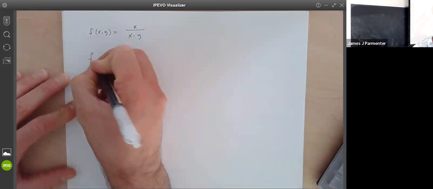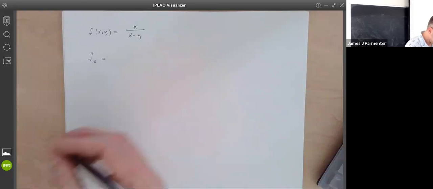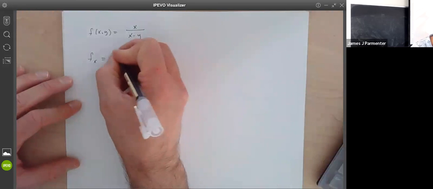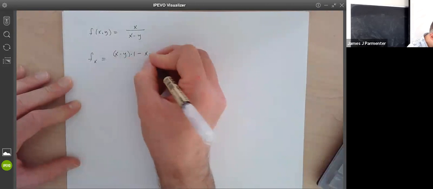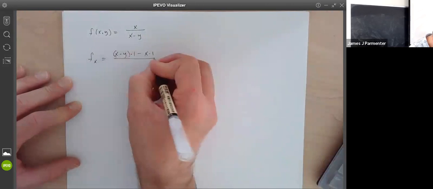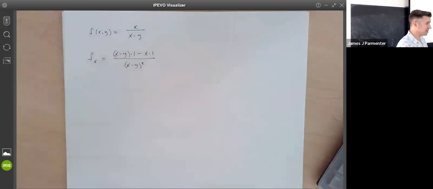So if I want to find the first partial with respect to x, I'm going to use the quotient rule. It's going to be the bottom times the derivative of the top minus the top times the derivative of the bottom, all divided by the bottom squared. And since I know I'm going to take the second derivative at some point, it's definitely worth my time to simplify this as much as possible.